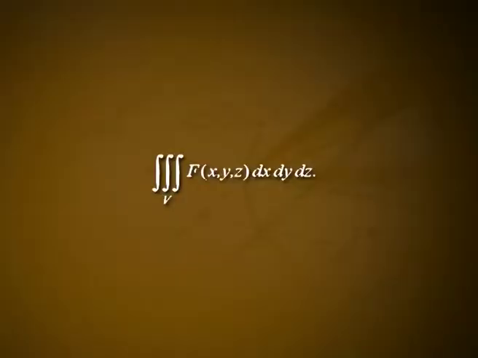If we subdivide the volume V into small cuboids by drawing lines parallel to the 3 coordinate axes, then dV is equal to dx dy dz, and consequently the above volume integral becomes the triple integral over V of f(x, y, z) dx dy dz.